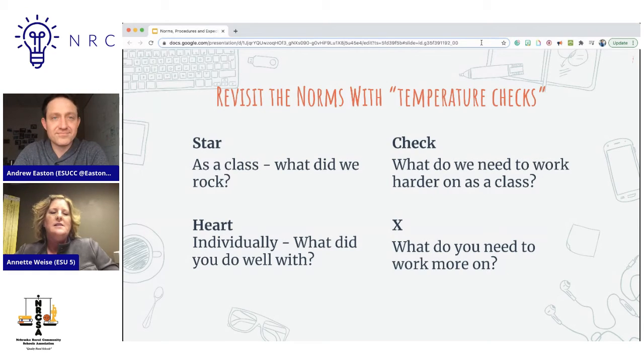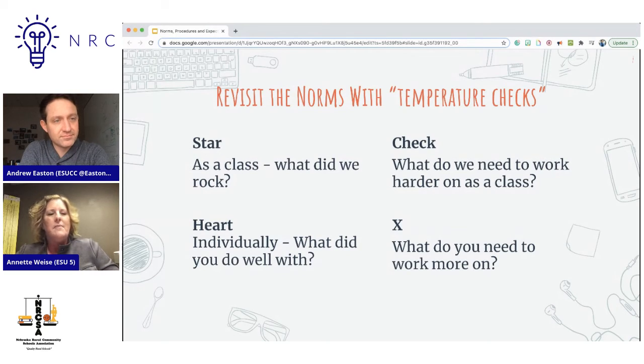So again, this isn't something you want to do every day. It's just a check-in periodically. So maybe you want to schedule it for a weekly or a bi-weekly basis. Or maybe you've had a really rough class period and that would be a good time to pull it up and let kids identify what didn't we do real well with, or what did we do well with, and talk about it at that point.